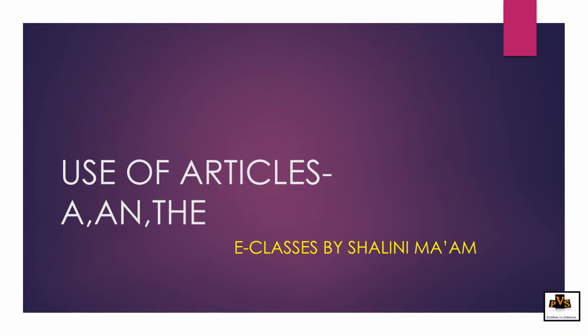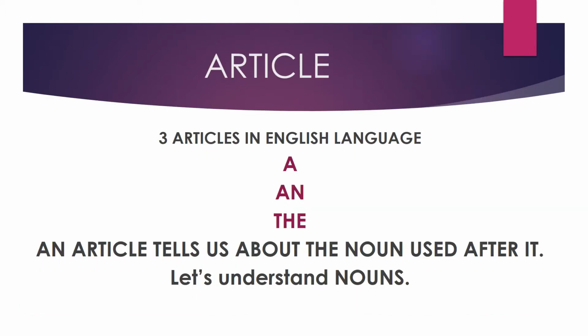Let's proceed and understand what articles are and how we use them while using the English language. There are three articles in the English language: a, an, the. An article tells us about the noun used after it. So whenever these articles are used, next to them is a noun.